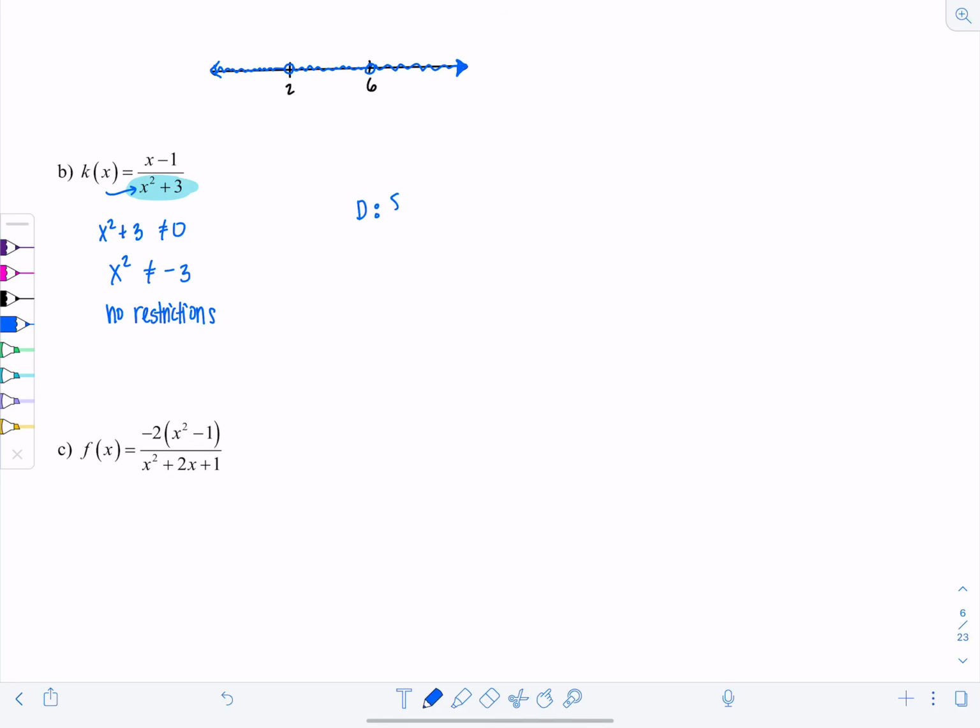So, I mean, you've probably seen it. You could write x such that x is any real number. I mean, that's just too much writing. So usually I'll opt for using the all real number symbol, or if you're going to write it in interval notation, then it's from -infinity to infinity. All right, beautiful. Let's move on.